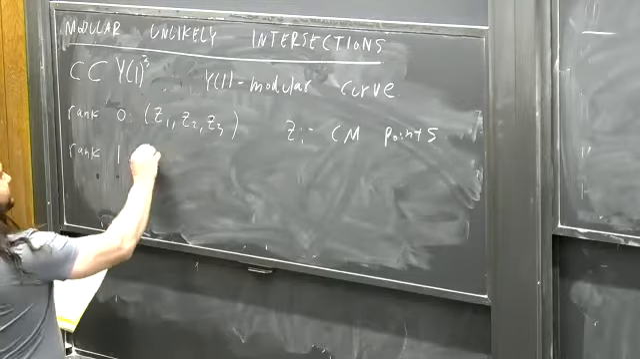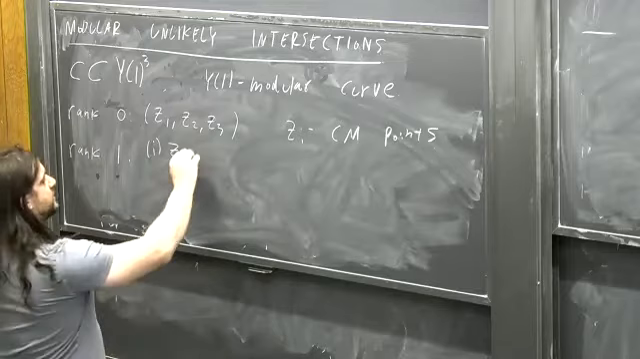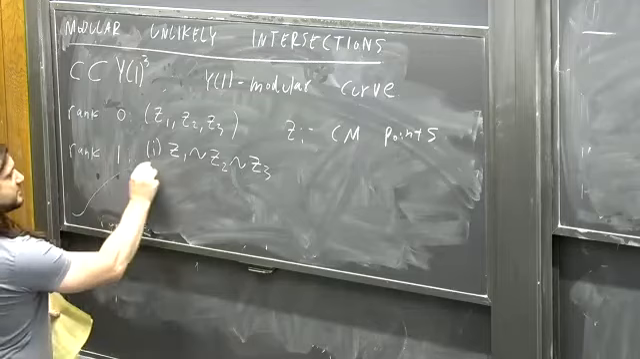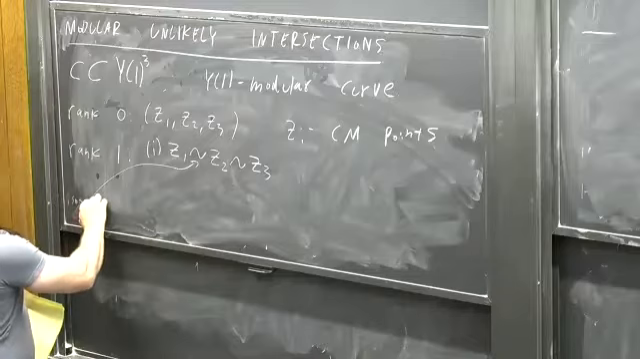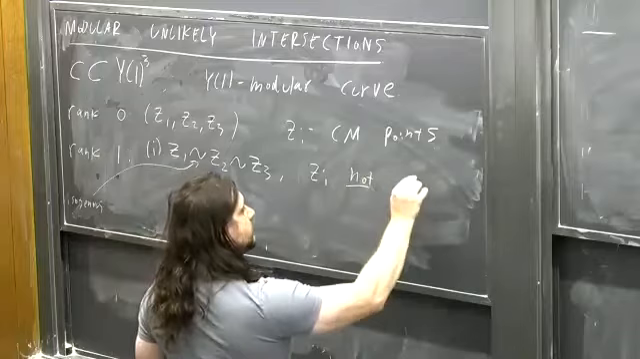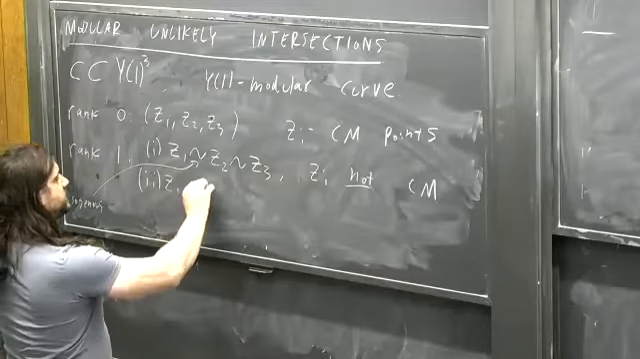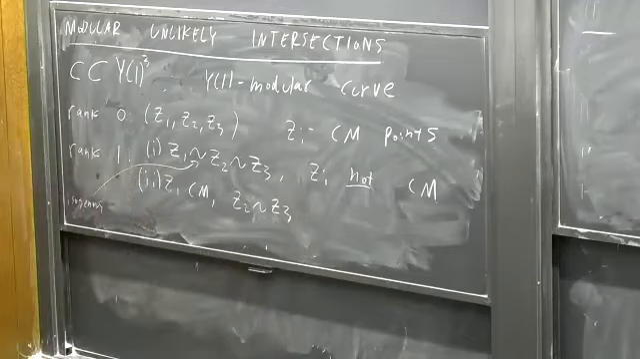First of all, we can have Z_1, Z_2, and Z_3 all isogenous. I'm going to use this symbol here to mean isogeny. And the Z_i not CM. That's one type of rank 1 point. Then we can have one of them be CM and the other 2 be isogenous. That's another type of rank 1 point.